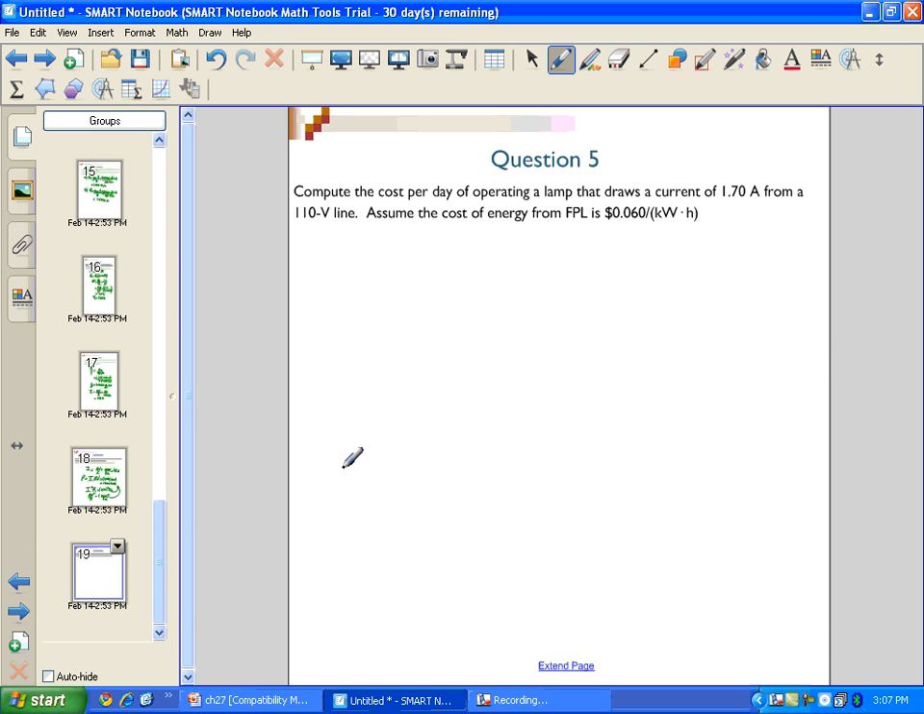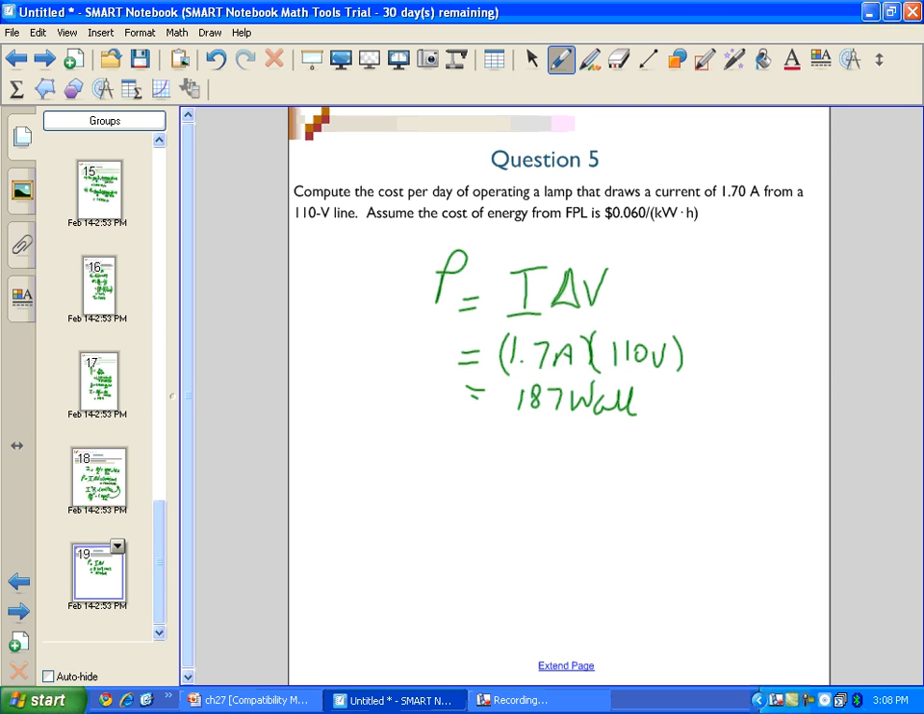Next question. Question 5 tells us to compute the cost per day, or for 1 day, to operate a lamp that draws a current of 1.7 amps from a 110 volt source. And we're told that the cost of energy is 6 cents for every kilowatt hour used. Well, the first thing we better find out is the power rating for this lamp. I times delta V. We have 1.7 amps times 110 volts. Well, this gives us 187 watts for the lamp.